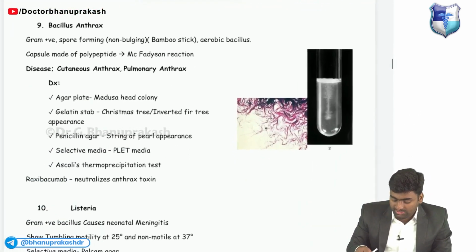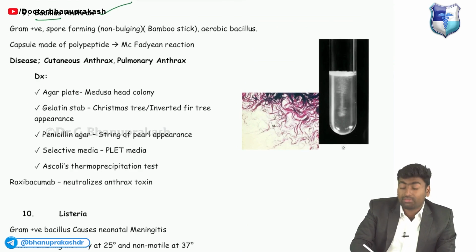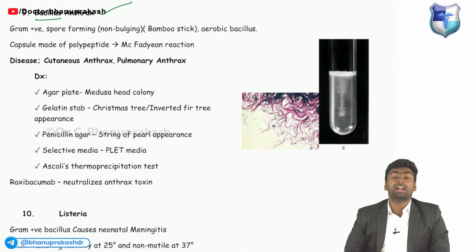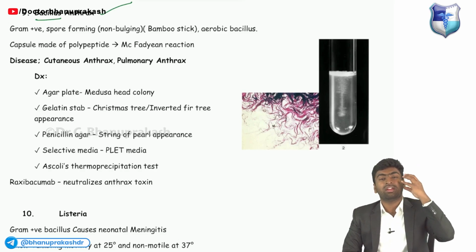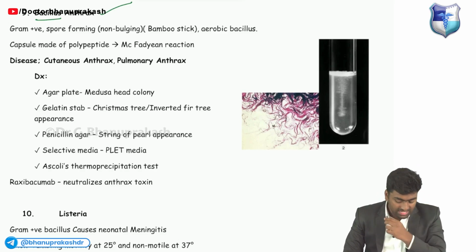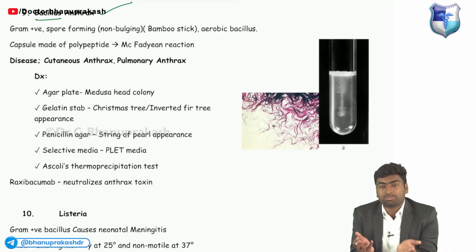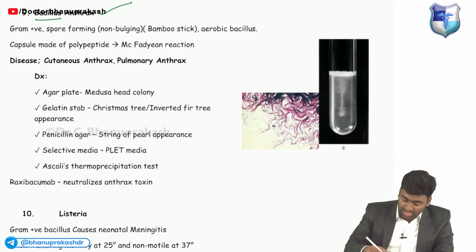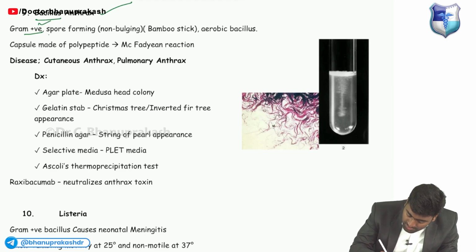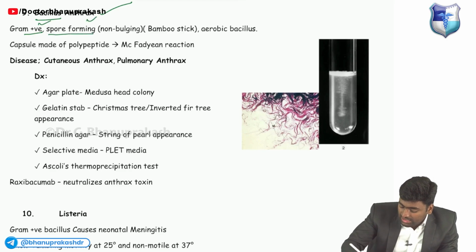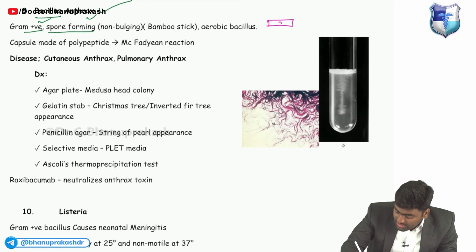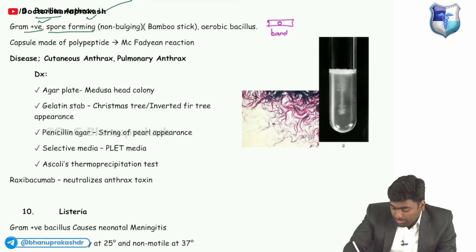Next we'll move on to the next disease, which is Bacillus anthracis. Bacillus anthracis patients will have a typical history: either there will be formation of an eschar, along with a history of exposure to animals, or exposure to wool, which causes pulmonary anthrax. And it is gram-positive, a spore-forming organism, with a central spore, which looks like a bamboo stick. Remember, it looks like a bamboo stick.